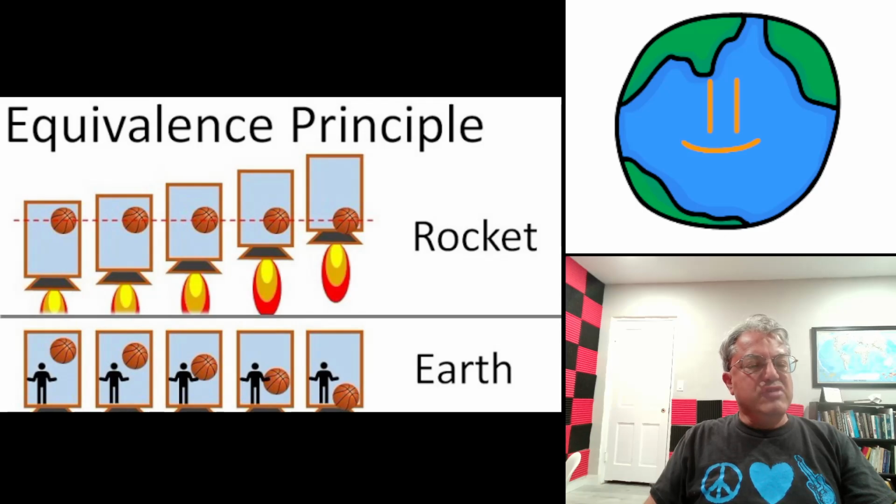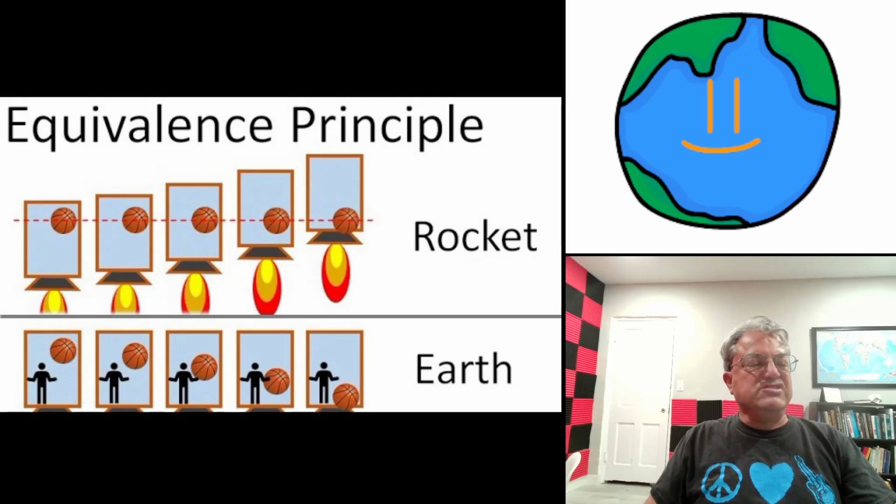But now, imagine another scenario. Look at the picture on top. Imagine that you're in a rocket in outer space where there's no gravity, but you're accelerating at 9.8 meters per second squared, and you're standing inside this rocket, this spaceship that has a rocket engine on the bottom. And what are you going to see when this happens? Well, you'll see exactly the same thing.